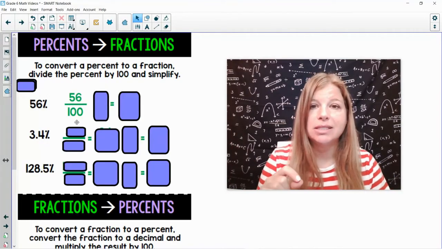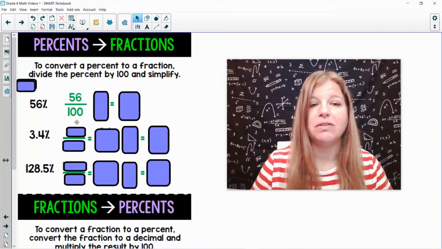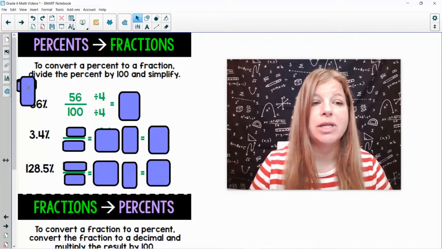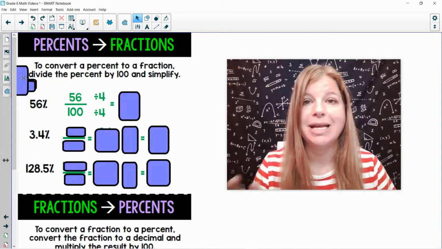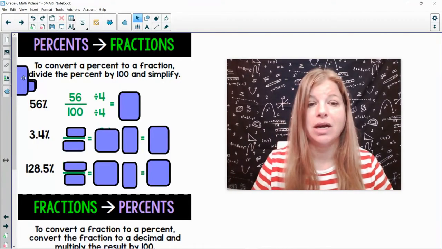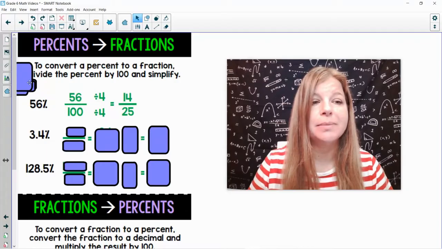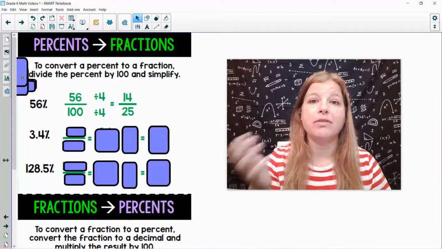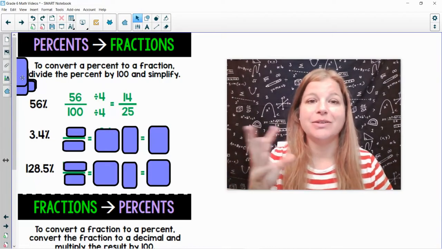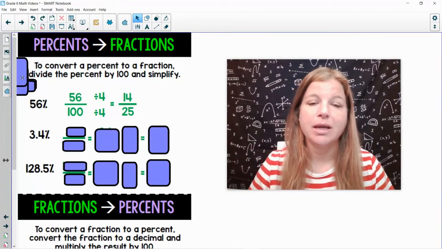So when I look at 56 and 100, I might say, hey, they're both divisible by 2, but could I go even further? The case is you can actually divide both by 4. Could you divide by 2 and then divide by 2 again? Absolutely. That's the same thing as dividing by 4. And when I simplify these both by 4, I end up getting 14/25. That's the simplest form of the percent, 56%. So 56% and 14/25 are the same value.